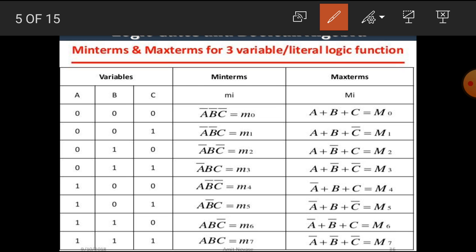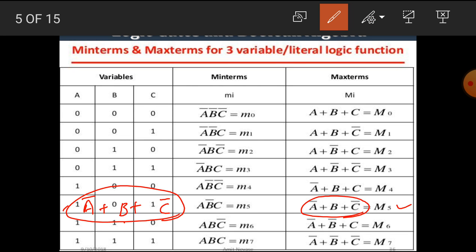The next condition is that A has the value 1, that means A bar, plus B has the value 0, that means B, plus C has the value 0, that means C. We get the max term A bar plus B plus C, which is max term 4, M4. The next is that A has the value 1, that means A bar, plus B has the value 0, that means B, plus C has the value 1, that means C bar. We get the max term A bar plus B plus C bar, which is max term 5 or M5.